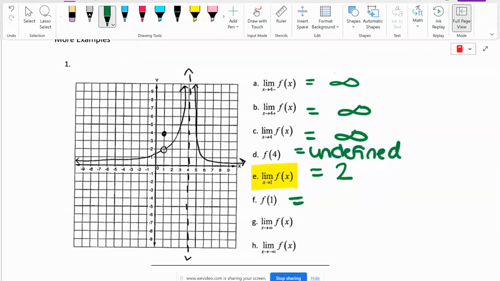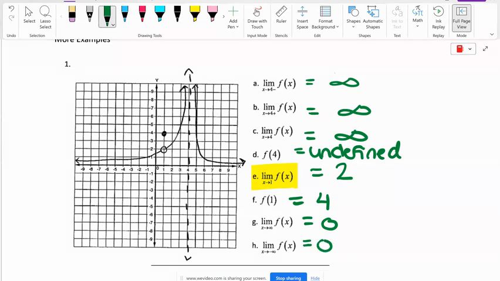Nico, what is f of 1? F of 1 is 4. Closed trumps open, right? All right. What happens as x approaches positive infinity? Y is heading towards 0. Thanks, Janine. And as x approaches negative infinity, y is approaching 0.